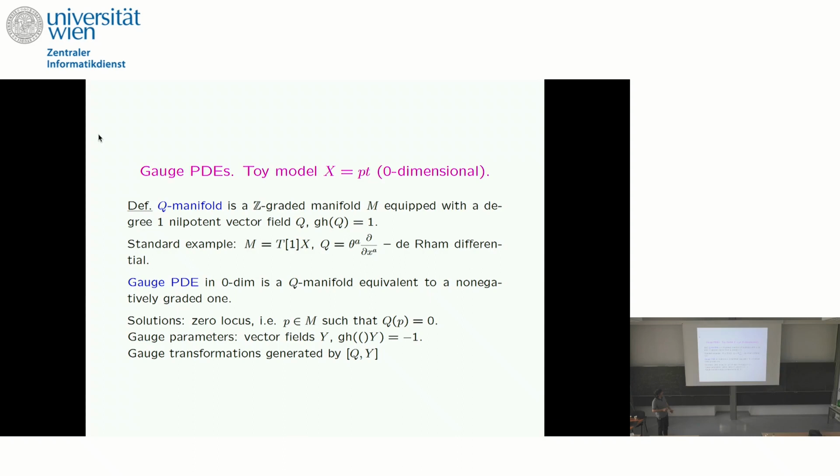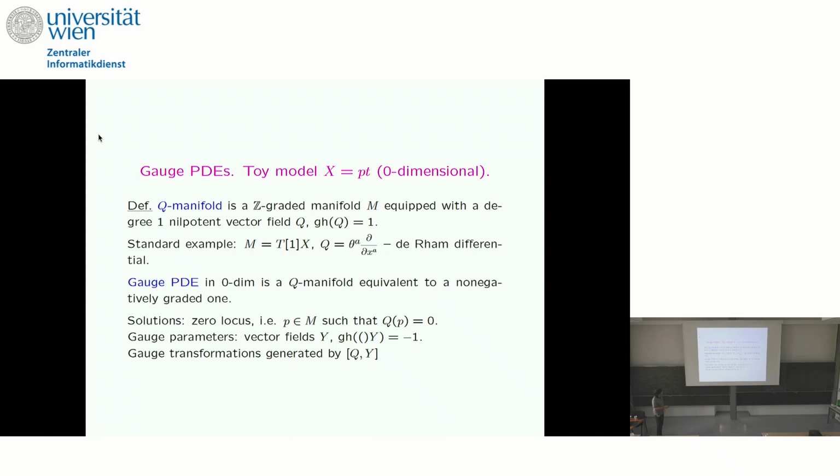Because if we commute such a vector field of degree minus 1 with Q, which has degree 1, we get something in degree 0. And this is already an infinitesimal transformation which can move points. For instance, solutions, the zero locus of Q, such vector fields take solutions to solutions. This is easy to check.